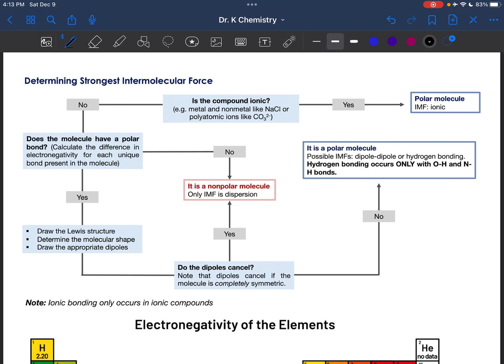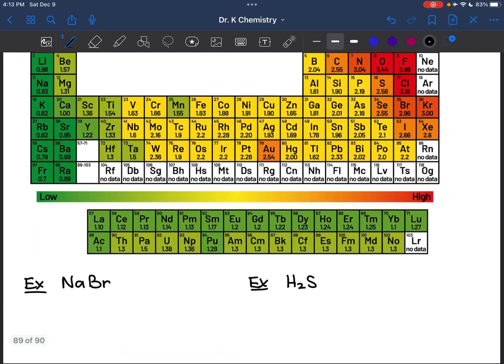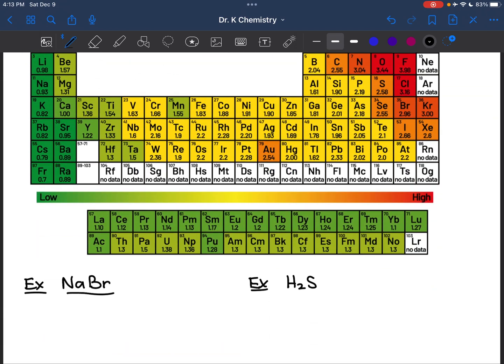Okay, now that we have that information, let's try a few examples and think our way through this process. The first that we will take a look at is sodium bromide. You may recognize this as an ionic compound because we have a metal and a nonmetal. But if you weren't sure, what you could do is calculate the electronegativity differences between those two and see where that bond falls in the process.